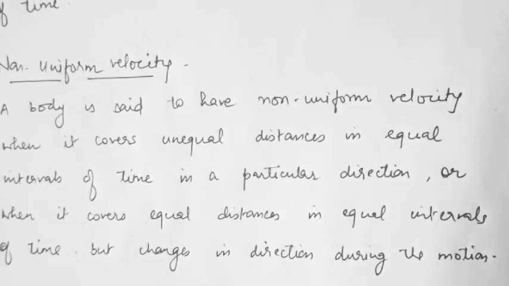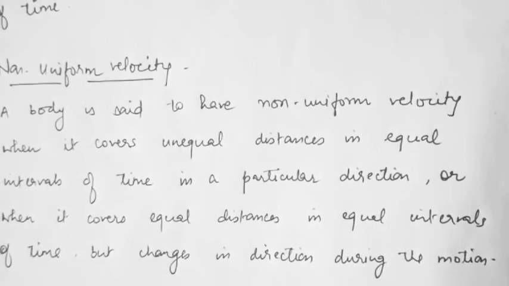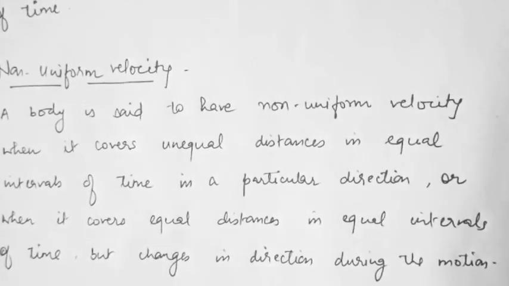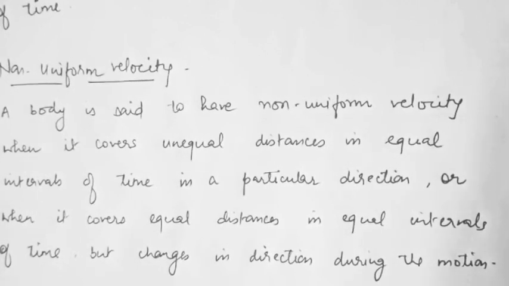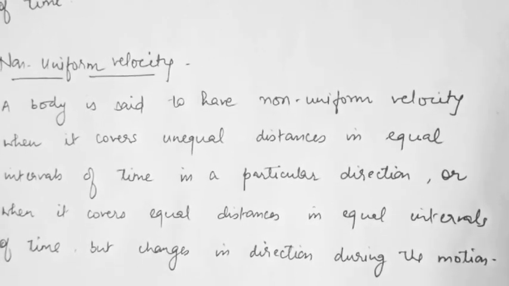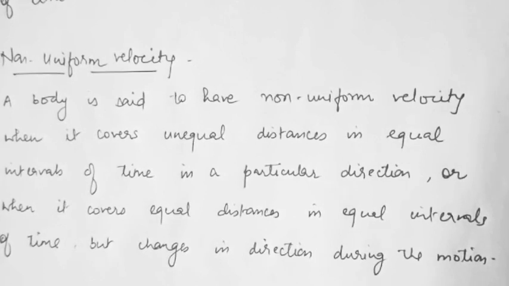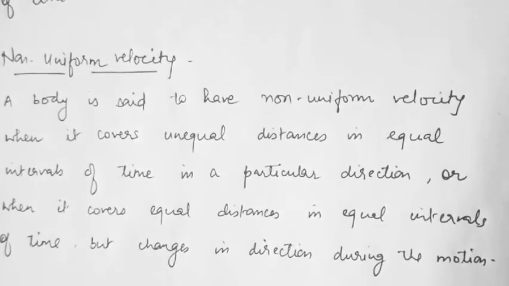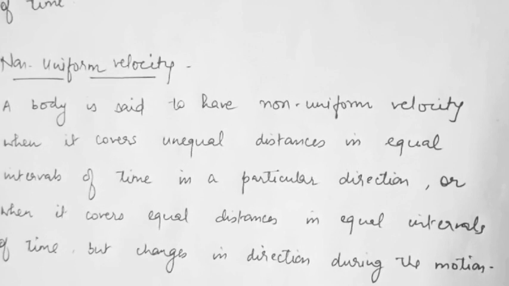Suppose we are talking about circular motion. Although the body may travel on a circular path with a constant speed, in a circle at every point the direction is changing, therefore the velocity is changing. We will see different aspects of circular motion once we cover that.